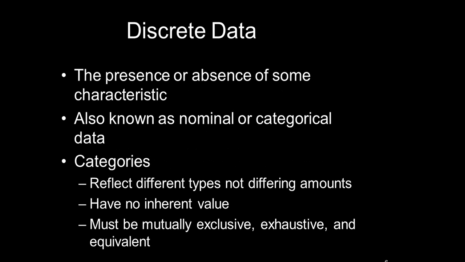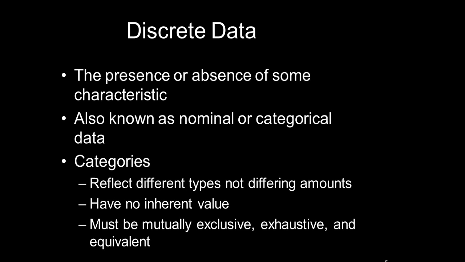Discrete data represents the presence or absence of some sort of characteristic. This is known as nominal or categorical data. Nominal data must have at least two categories. Responses are usually in the form of categories. So things like political affiliation, where you could be a Republican, a Democrat, a Green. Are there still Greens?